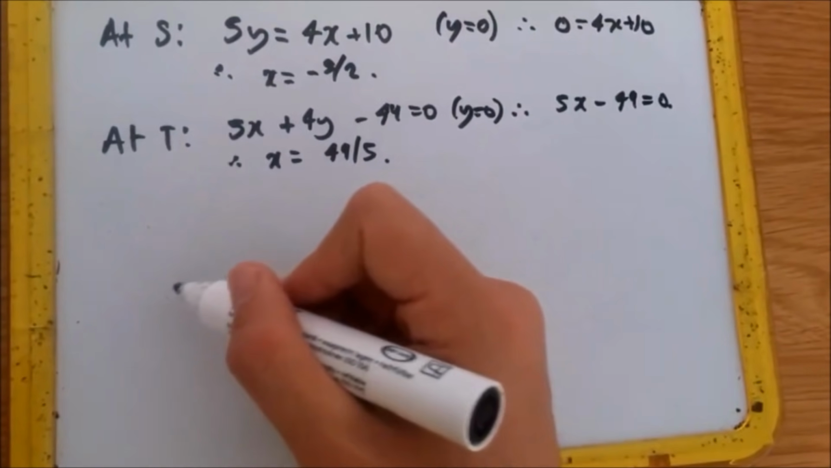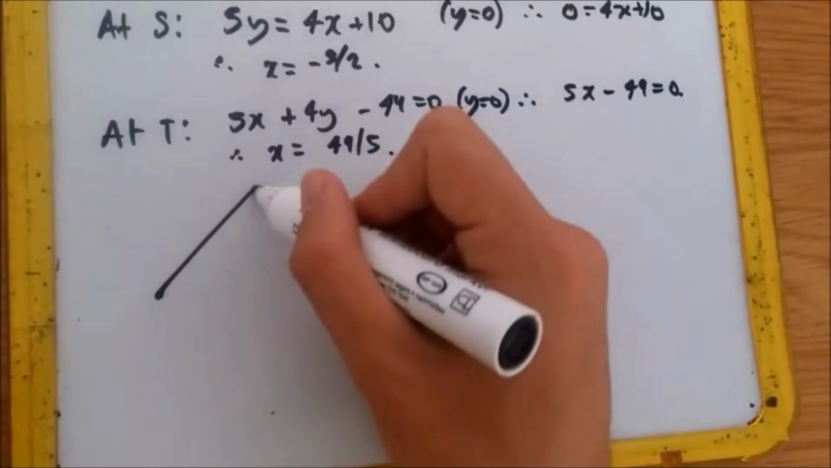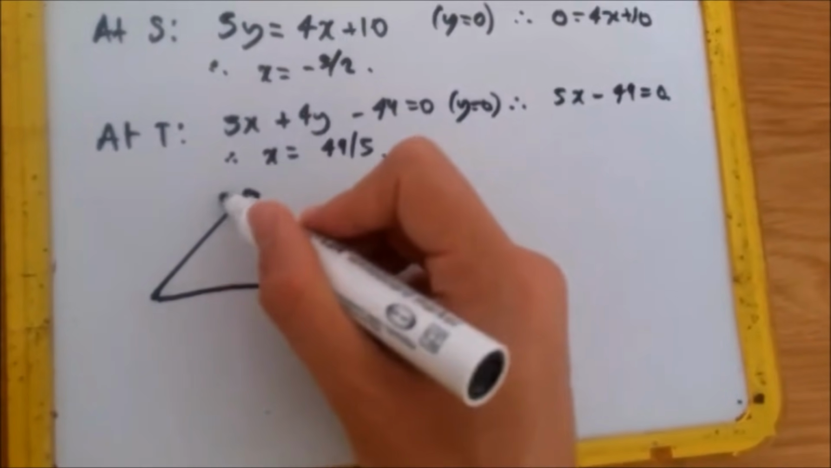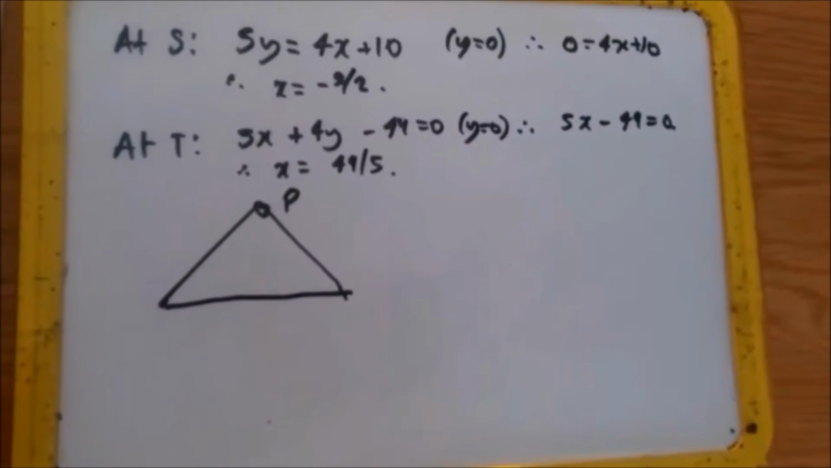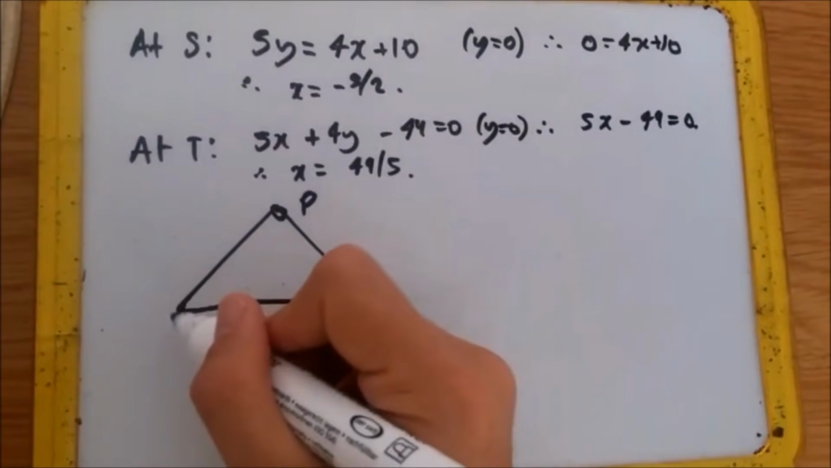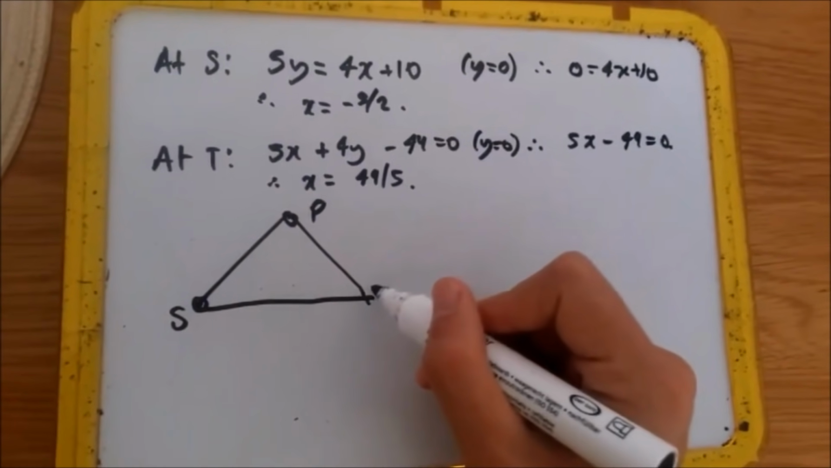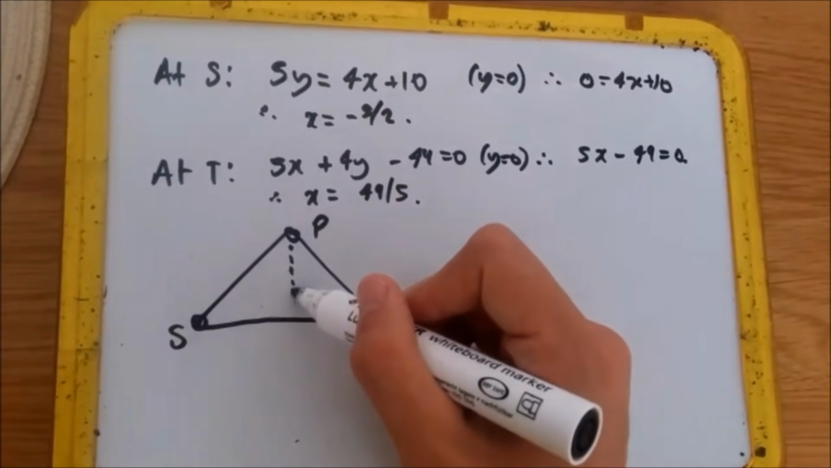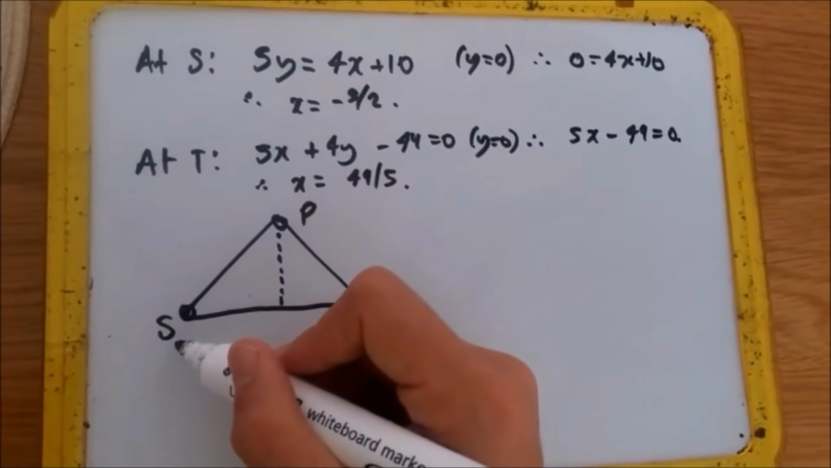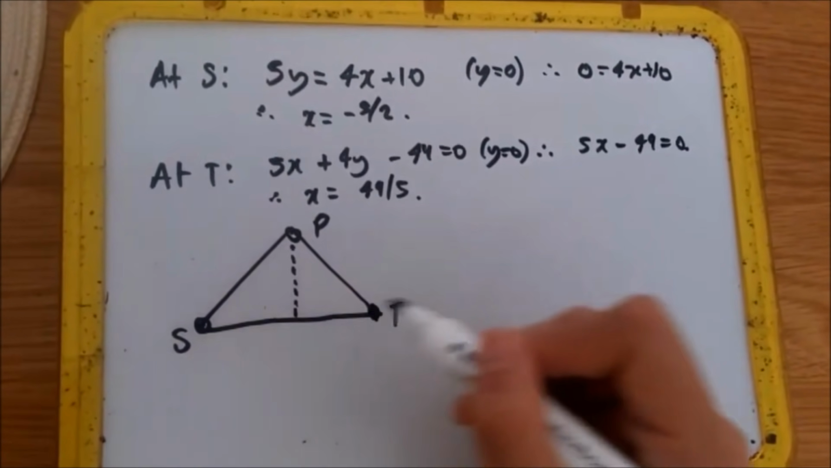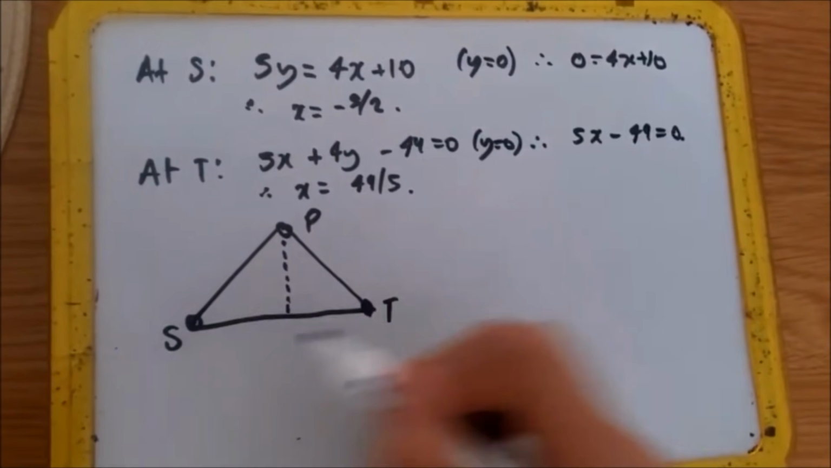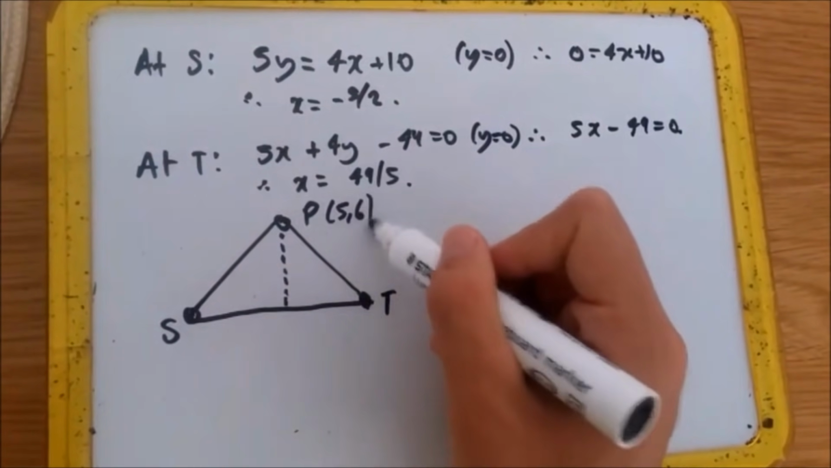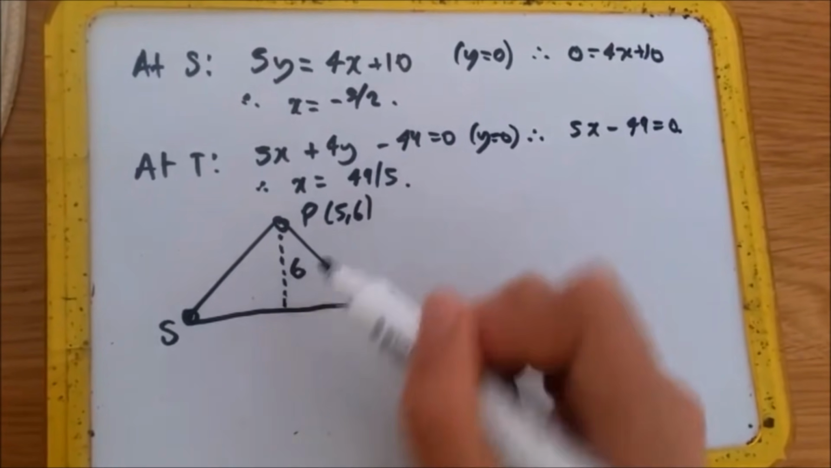So now all we do is sketch our triangle. I'll do a nice simple sketch. It doesn't have to be the best triangle ever. So this is the coordinate P. Here we have S. We also have T. Here we know the vertical height from P to the base. Remember S has coordinate (minus 5 over 2, 0) and T is (49 over 5, 0), so they lie on the x-axis. And P is (5, 6), so we know it goes as high as 6. So the height is 6.